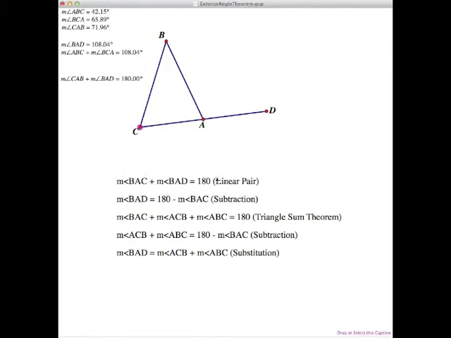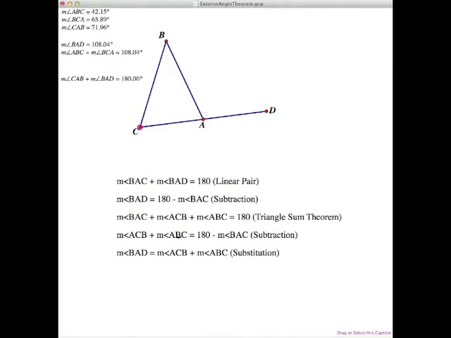Next, I know from the Triangle Sum Theorem that the measure of BAC, the interior angle, plus ACB, plus ABC, the three angles inside my triangle, are equal to 180 degrees. Now, I can use subtraction again to get what is the sum of these two angles, of B and C, of the remote interior angles.